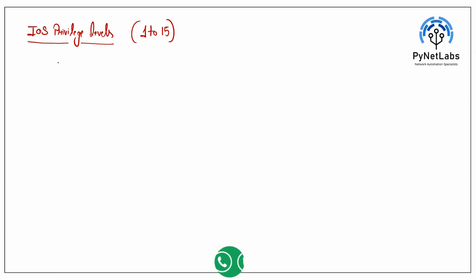So let's say, for example, the first mode we have is the user execution mode. So user mode is something which refers to this sign, this arrow sign. So here when you see the privilege level, it is always 1. Privilege 1 means you are not allowed to do anything, but some basic monitoring you are allowed to do.